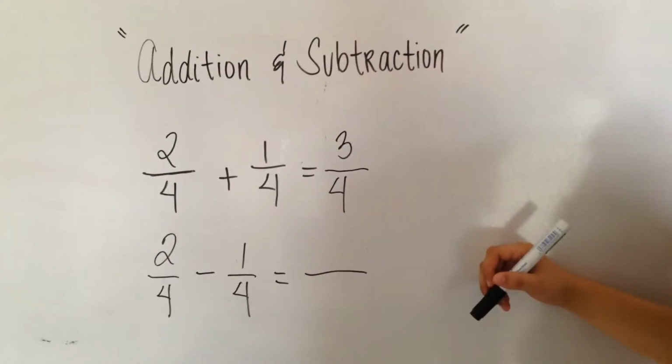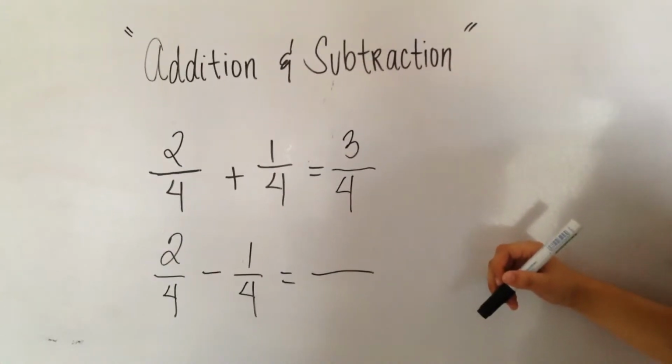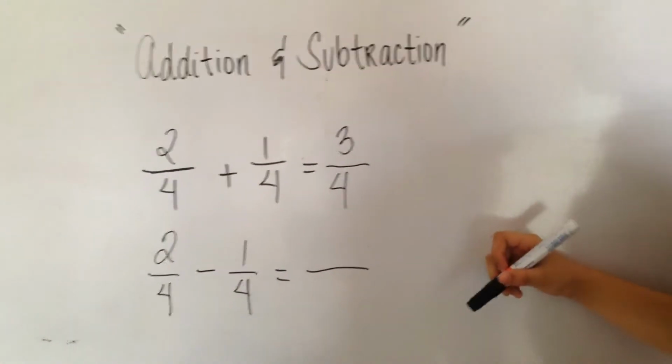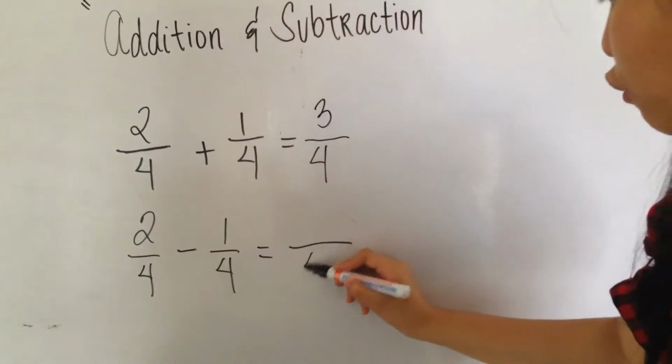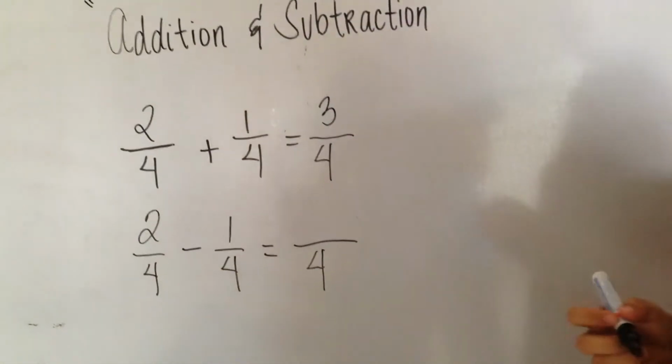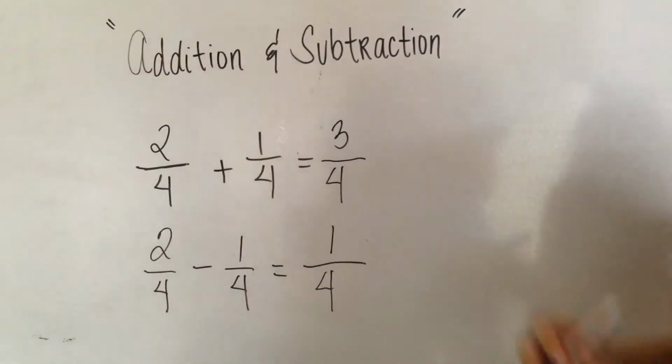In subtracting fractions, we're going to use the same process, except that the operation we're going to use is subtraction. So here, 2/4 minus 1/4. First, copy the denominator, 4. Then, subtract the numerators. 2 minus 1 is equal to 1, so the answer is 1/4.